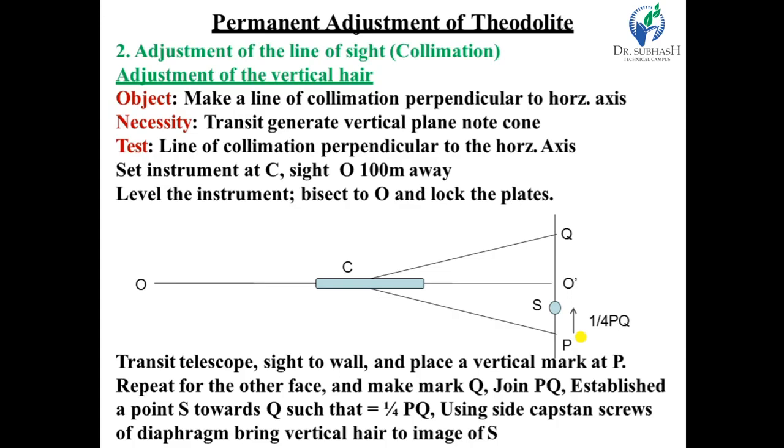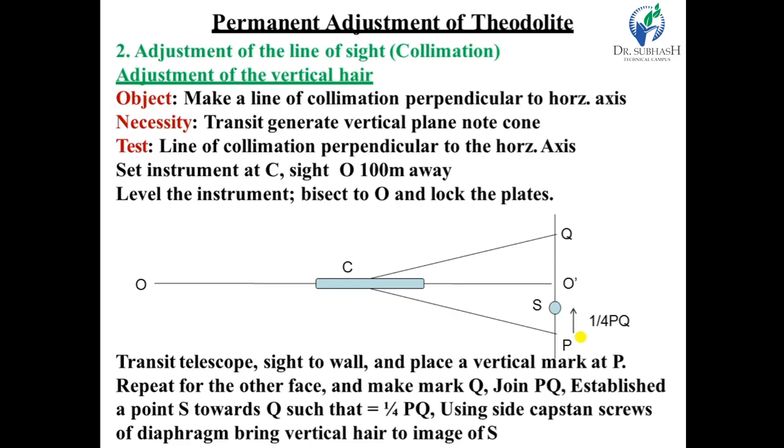Because when we move our telescope in transit position, it should not generate a cone. Otherwise the line of collimation is not truly perpendicular to the horizontal axis. So we have to test this adjustment, and if it is not proper, we have to adjust it. The line of collimation must be perpendicular to the horizontal axis.